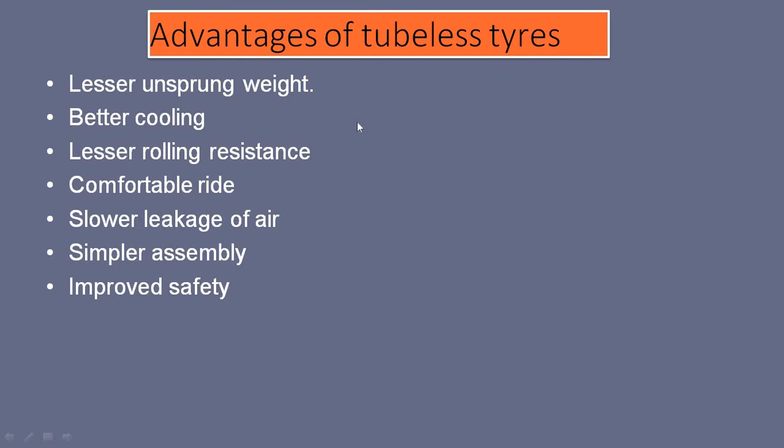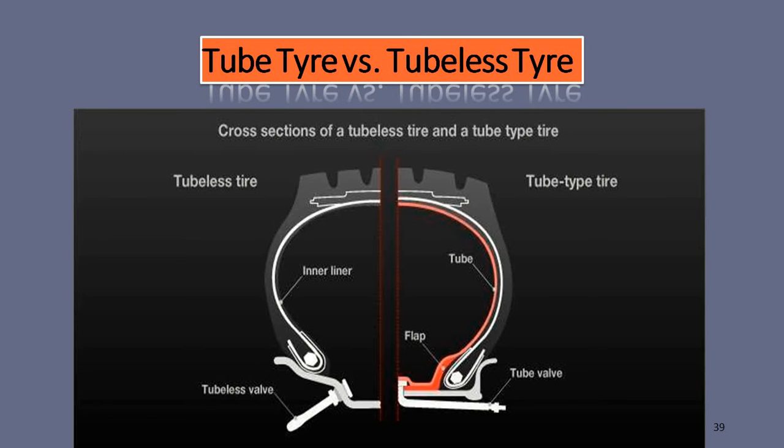Advantages of tubeless tire: lesser unsprung weight, better cooling, lesser rolling resistance, comfortable ride, slower leakage of air, simple assembly, and improved safety. So these are the advantages.